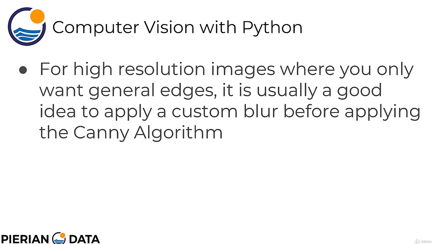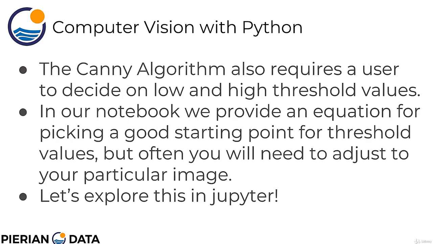So essentially, it's a filtration process of getting rid of the weaker edges and only finding the really strong ones. Now keep in mind, as I mentioned, for high resolution images where you only want general edges, it's usually a good idea to apply your own custom blur before applying the Canny algorithm. And we're actually going to show that right now when we jump to the Jupyter Notebook. Keep in mind, the Canny algorithm also requires a user to decide on low and high threshold values. In our notebook, we're going to provide an equation for picking a good starting point for threshold values, but often depending on the image, you're probably going to need to manually adjust that low and high threshold just to see what looks good and what edges make sense to you. So it is a bit of a manual process at first in deciding the low and high threshold values, but hopefully the equation we provide gives you a good starting point.